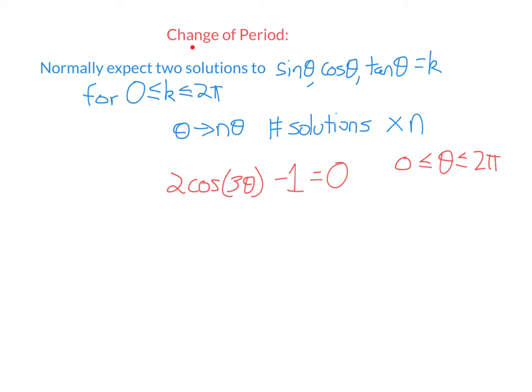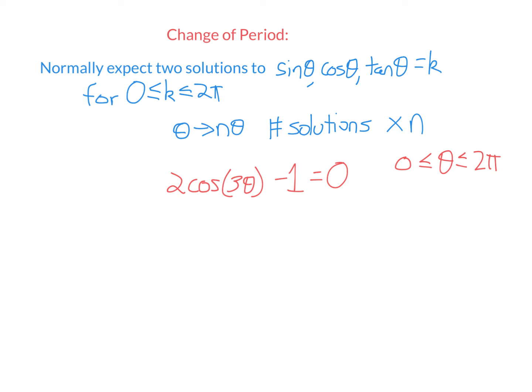So this question's a little more difficult because it involves a change of period. What do I mean by that? Well, normally the period of sine theta and cos theta is 2 pi or 360 degrees, and of tan is pi or 180 degrees. I also said in the previous slide, if you're solving sine theta equals k or cos theta equals a number or tan theta equals a number, you normally expect two solutions between 0 and 2 pi or 360 degrees. Now, there are exceptions to that when k, the thing it equals, is 0, 1 or -1, but generally there are two solutions.